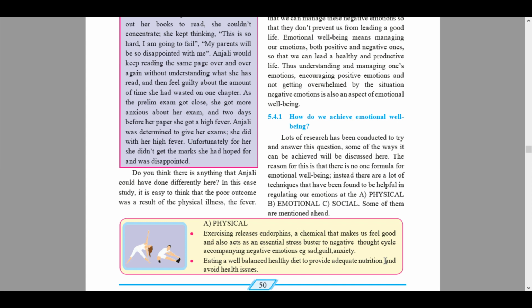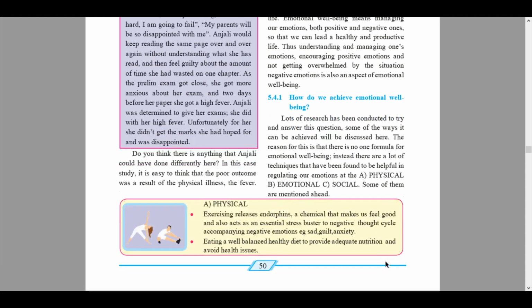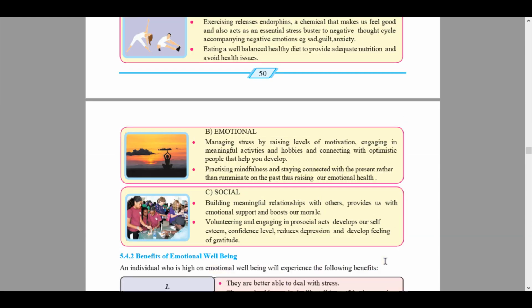I had read this quote somewhere that what you eat is what you become. It's something like that. So this is an important stage as well, that is how you can keep your physical well-being up to date. So this was our physical stage. Then we move forward to our emotional one.